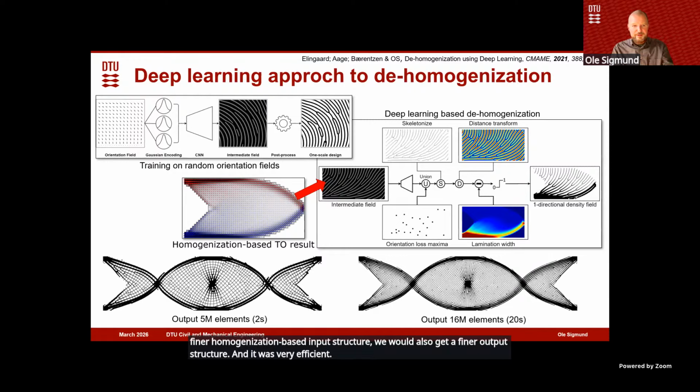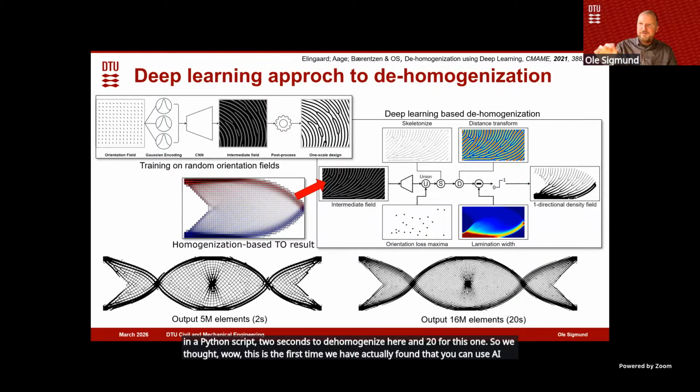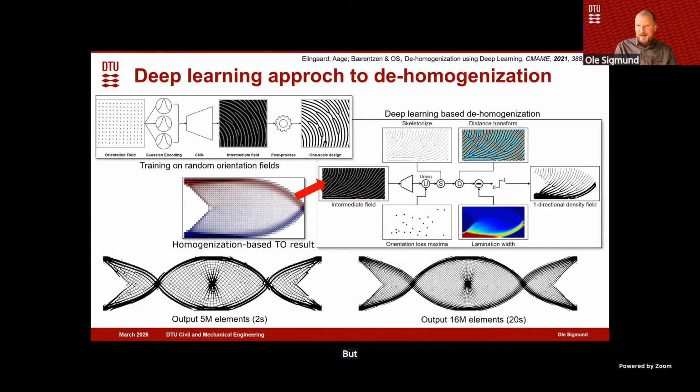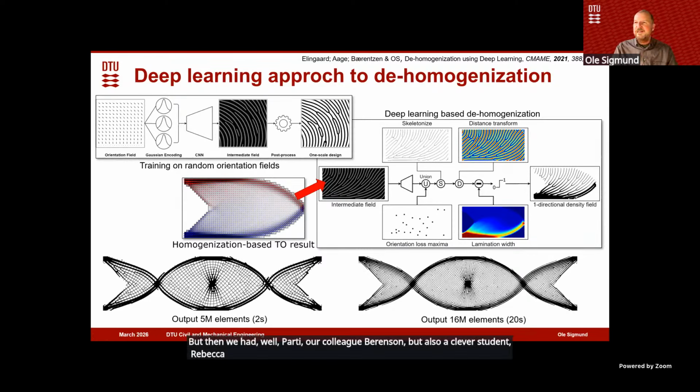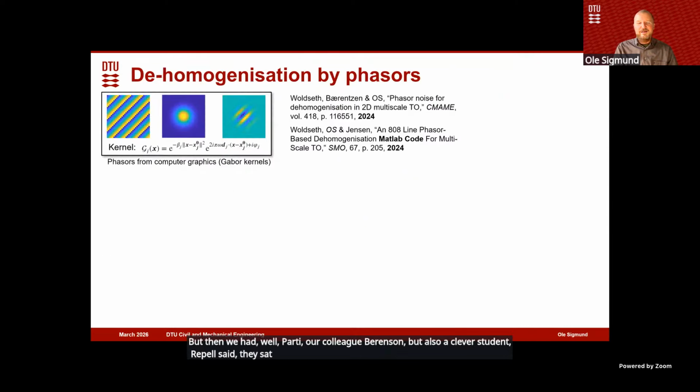So here, this was still, I believe, in a Python script, 2 seconds to dehomogenize here and 20 for this one. So we thought, wow, this is the first time we have actually found that you can use AI to really save time in topology optimization. But then we had, well, partly our colleague Berensen, but also a clever student, Rebecca Wallstedt. They sat down and worked on what we call phasors, a phasor approach. So this is the third approach.